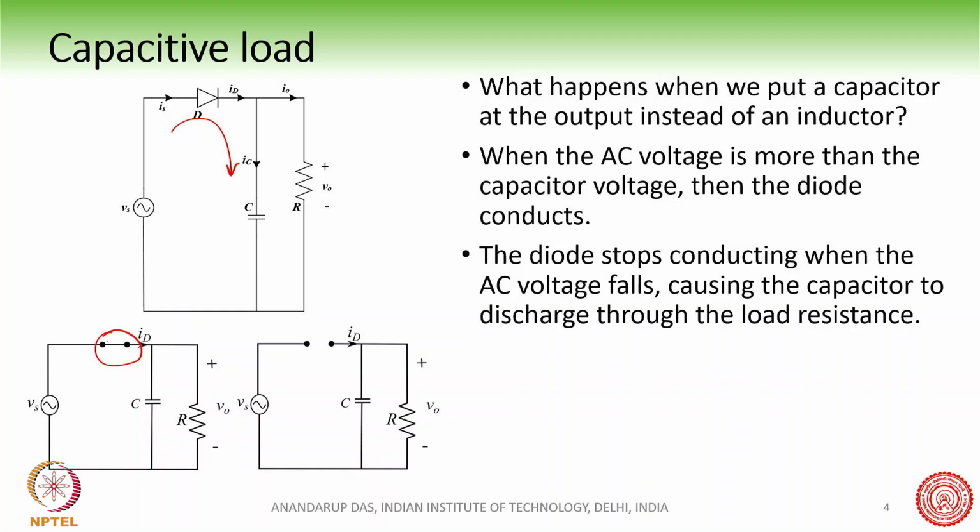The diode will stop conducting when the AC voltage is falling and is less than the capacitor voltage. Then the diode gets reverse biased and no longer conducts, and therefore the capacitor will now discharge through the load resistance. So during this time the capacitor is charging up, and in this condition the capacitor is discharging. This is the basic concept: charge and discharge through the load resistance and the AC supply.